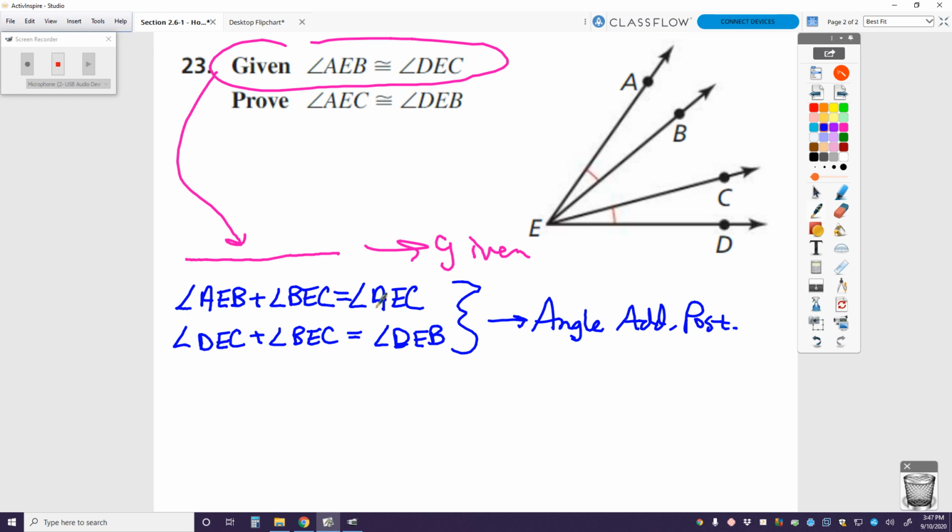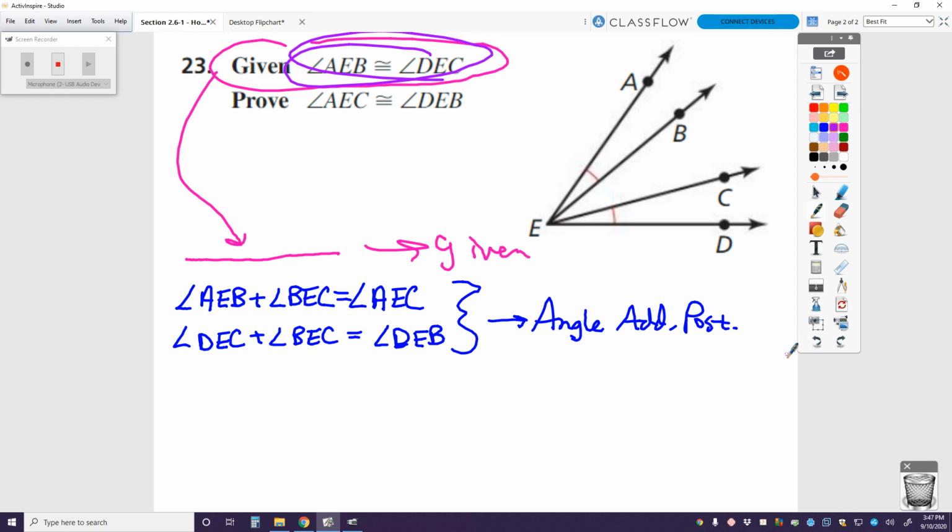Okay, now what can I do? Can I combine these two in any way? Can I use the transitive property of equality? I can't yet, because these things don't match up. The transitive property is really close to working, but not quite. So this is where that given piece of information is going to come into play.